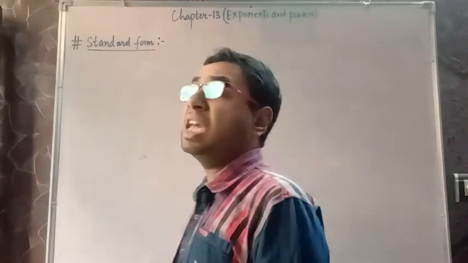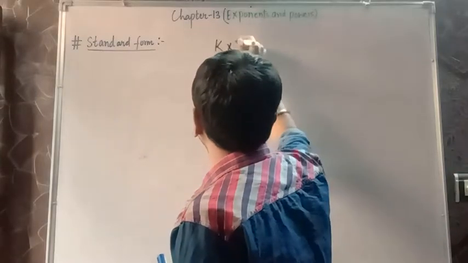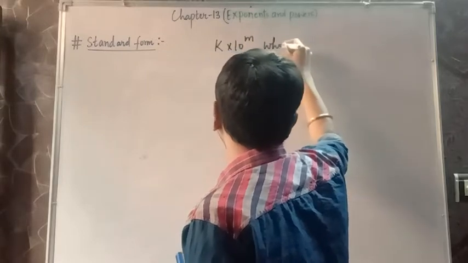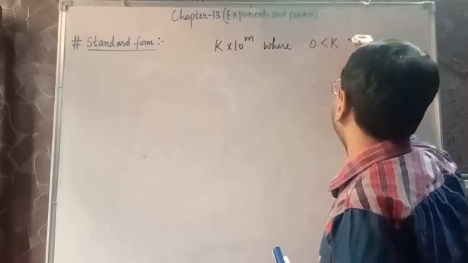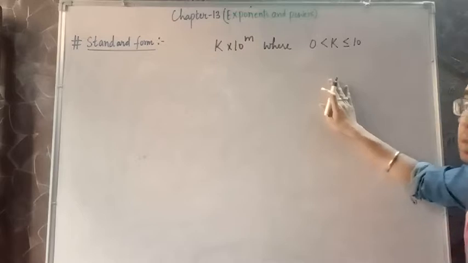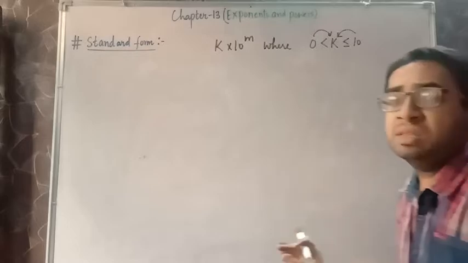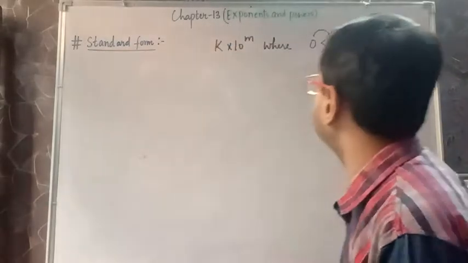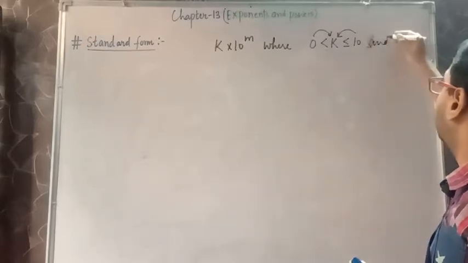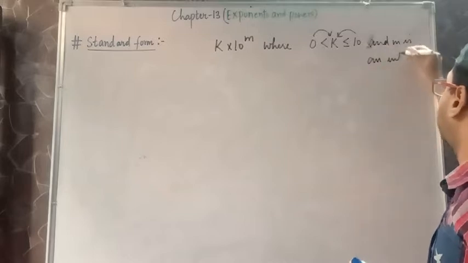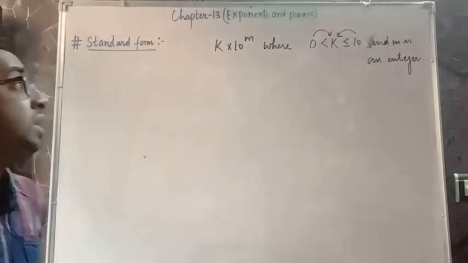It means that if any exponential or bigger number is there, we can represent that number in the form k into 10 raised to power n, where there is a rule on k. k is greater than 0 but less than or equal to 10. It means k can be any number in between, and n is an integer. Are we clear? This is what standard form means.